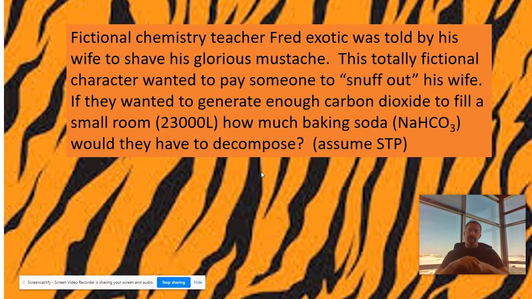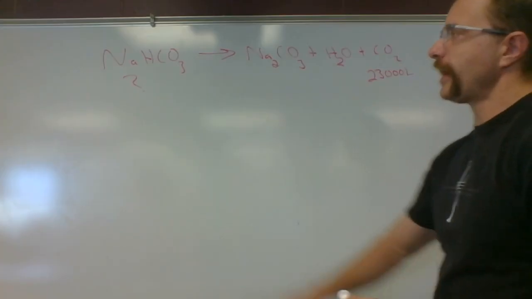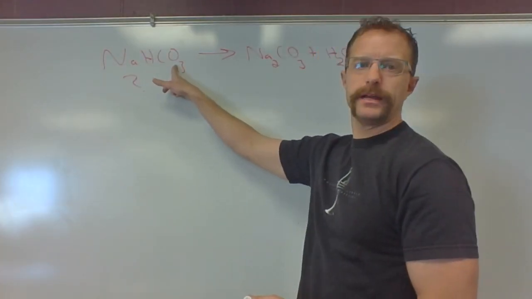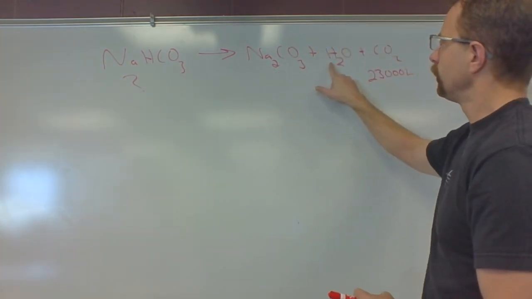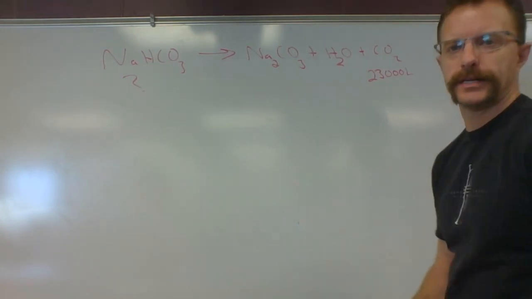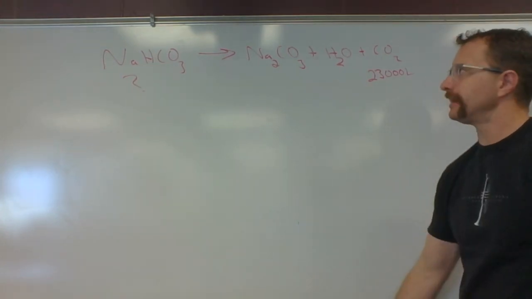So we're going to go ahead and jump to the board and do that through the magic of cinematography. We've got baking soda, sodium hydrogen carbonate, NaHCO3, turns into sodium carbonate, Na2CO3, water, and carbon dioxide. So if we're going to do stoichiometry, we better balance this thing.